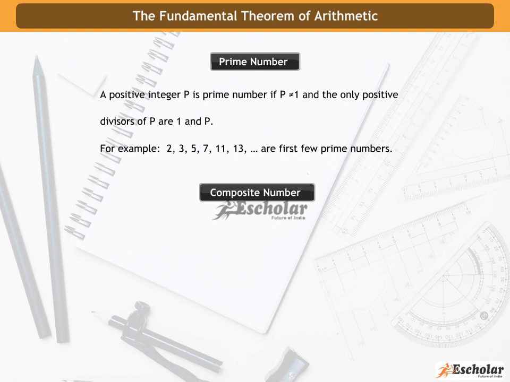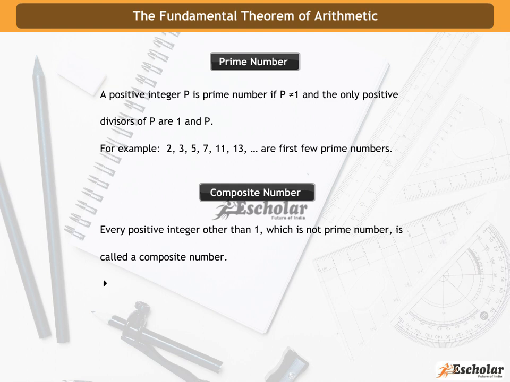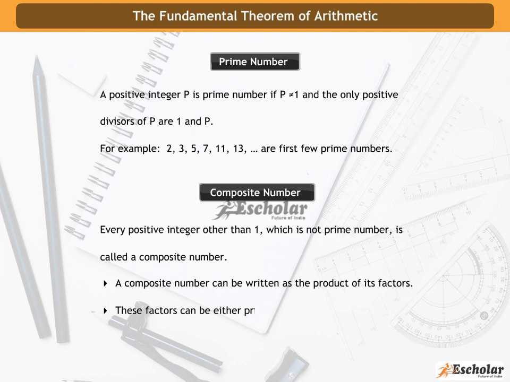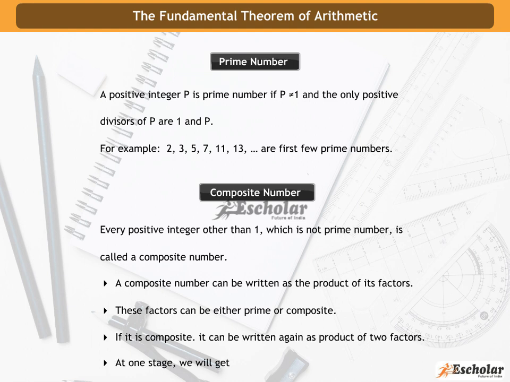Composite number. Every positive integer other than 1 which is not a prime number is called a composite number. A composite number can be written as the product of its factors. These factors can be either prime or composite. If it is composite, it can be written again as a product of two factors. At one stage, we get all the factors are prime numbers.